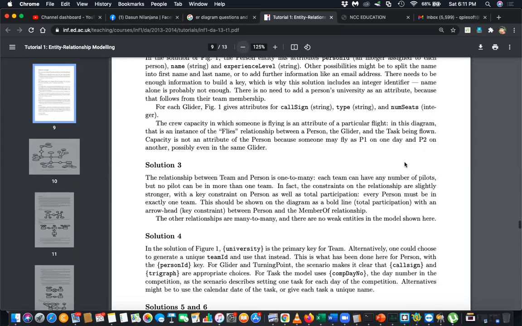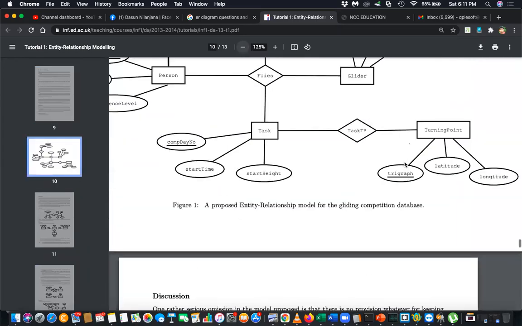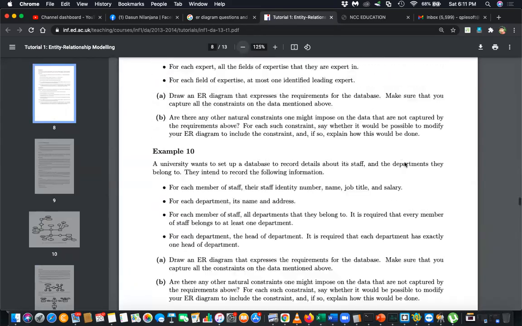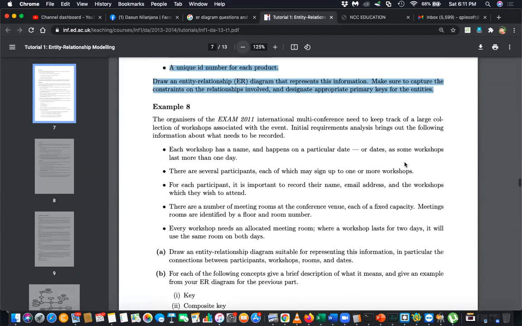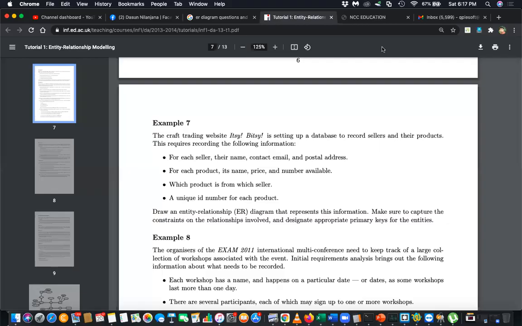Now quickly draw this one. I need the answer for example 7, this one. Okay, let me help you. Let me underline the things, because this is your first one.